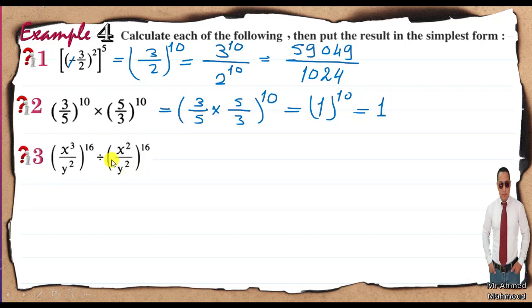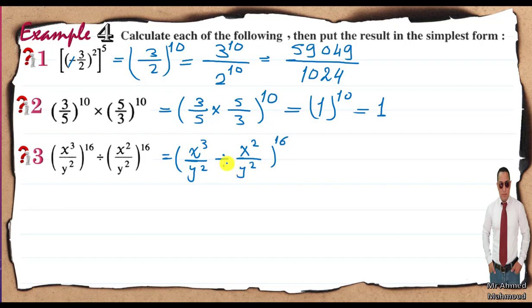Now another example. Also I have x power of 3 over y power of 2, all power of 16, divided by this fraction. Also it's very difficult to distribute because I have power 16 here and here. But I can take 16 as a common power. So it will be like this. Open one bracket all to the power of 16, and inside here I'm going to write x power of 3 over y power of 2, and here x power of 2 over y power of 2.